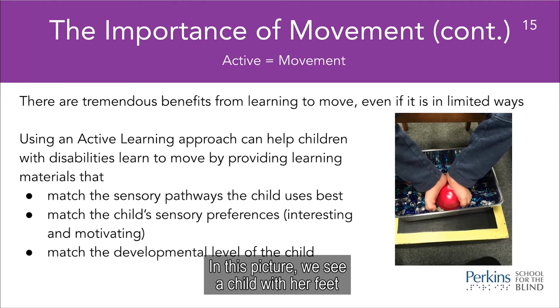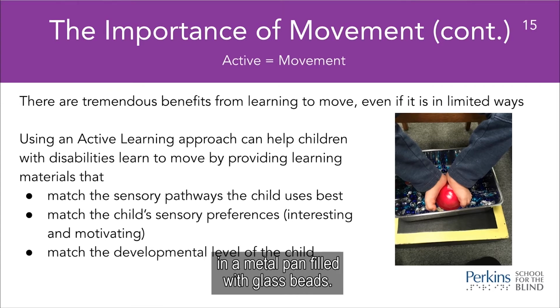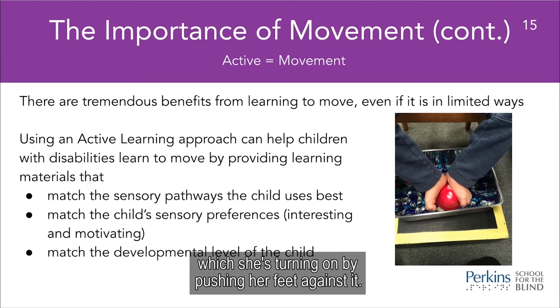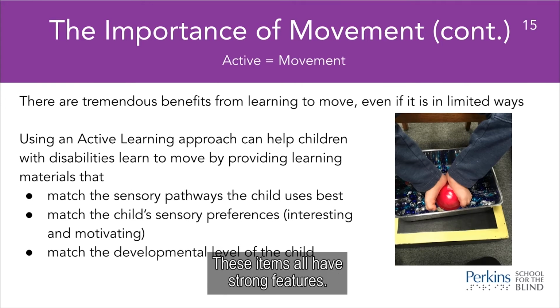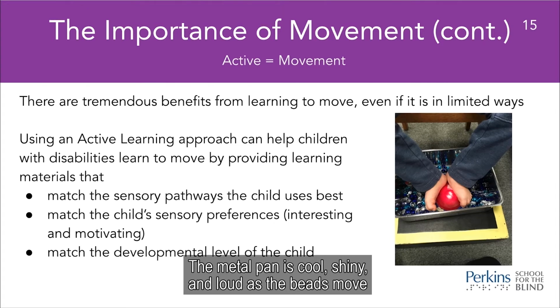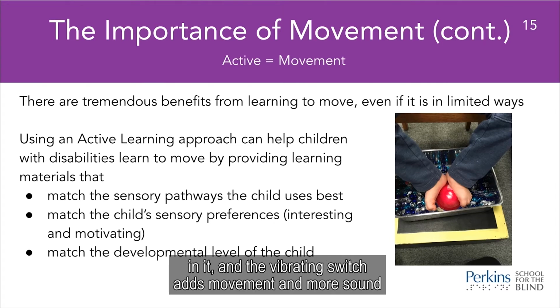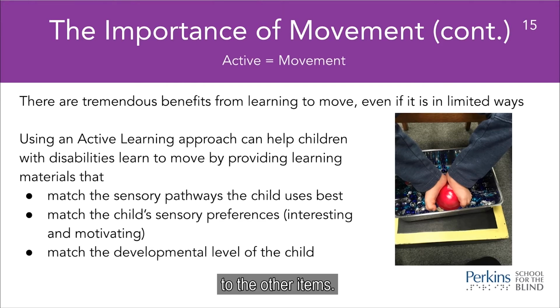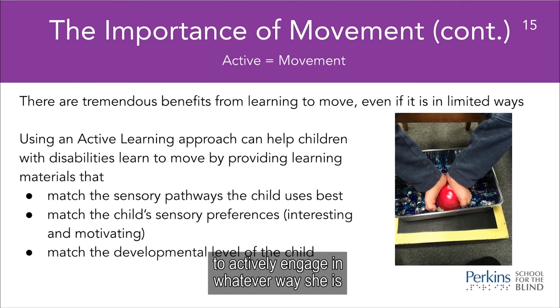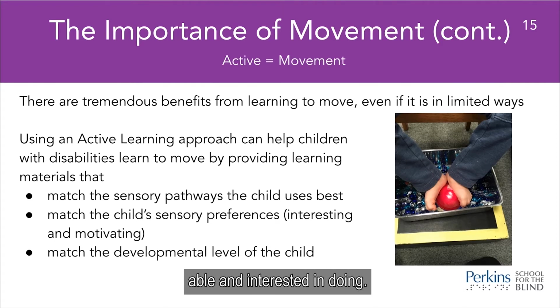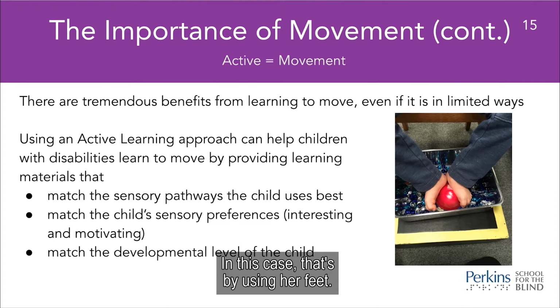In this picture, we see a child with her feet in a metal pan filled with glass beads. She also has a red vibrating switch, which she's turning on by pushing her feet against it. These items all have strong features. The metal pan is cool, shiny, and loud as the beads move in it, and the vibrating switch adds movement and more sound to the other items. She is being given the opportunity to actively engage in whatever way she is able and interested in doing. In this case, that's by using her feet.